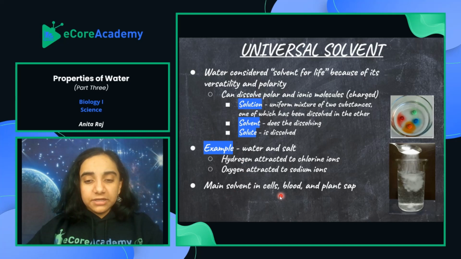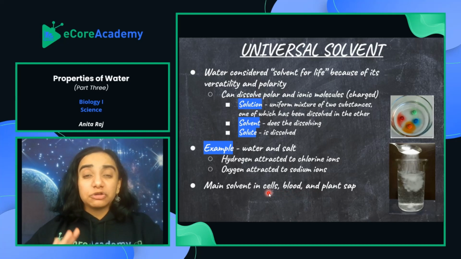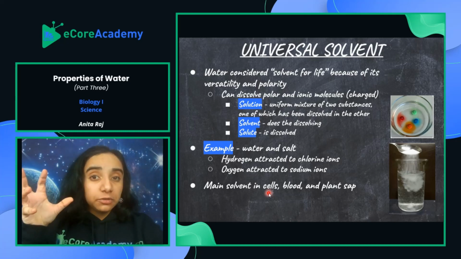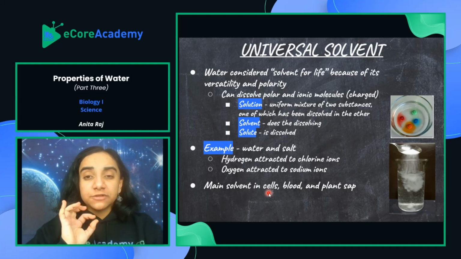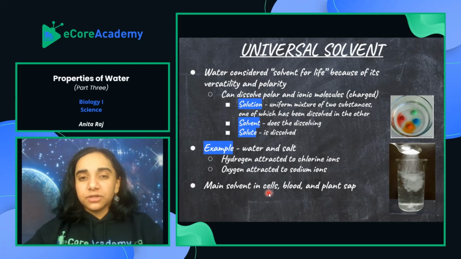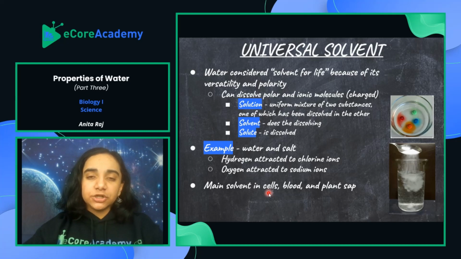So it's also a main solvent in cells, blood, and plant sap. Water is found in high concentration in the cytoplasm of the cell, which is this jelly-like substance that holds all the organelles. If you look at plant cells, plants rely on water so much. Plants are able to stay upright because of turgid pressure. We're going to be talking about it later on, but that's because the plant cells are literally bloated, filled with water. That's considered a healthy plant cell, because water is able to dissolve all the nutrients in any kind of cell, so that it's easier for the cell to use.